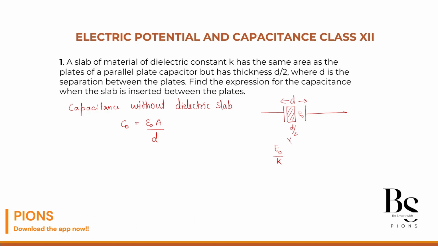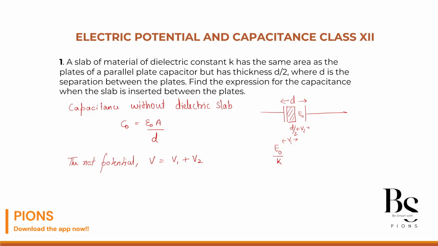Because the electric field changed, there will be a potential change. What will be the potential across the dielectric? Let's call it V1. V1 is the potential across the dielectric and V2 is the potential in the free space. So the net potential in between the capacitor will be V equal to V1 plus V2, correct? Why are we adding them? Because of the superposition principle. The total voltage will be the sum of individual voltages or potentials.